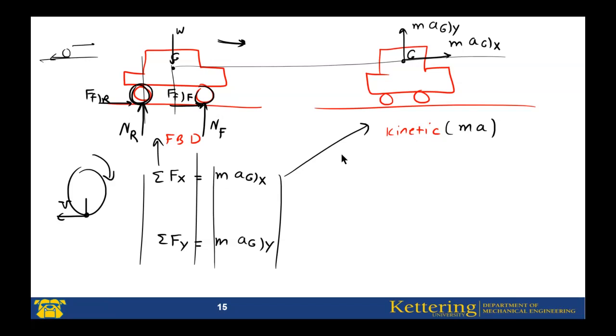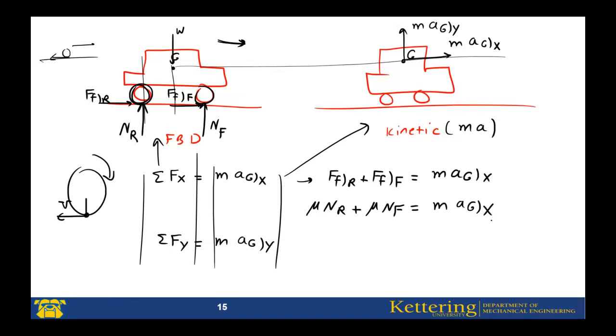As you can see, I need to write the equations. Forces along the x: we have two forces. Frictional force of the rear plus frictional force of the front equals m a_Gx, or mu times normal force of the rear plus mu times normal force of the front equals m a_Gx. One equation.